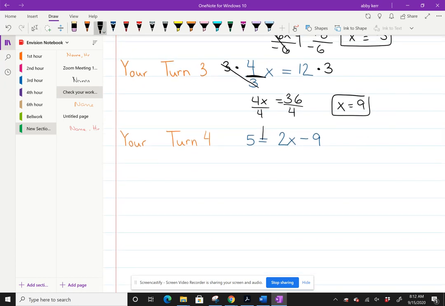Now for your turn number 4, the only difference was the variable was on the right-hand side. So we're still going to undo minusing 9 by adding 9. And then 5 plus 9 is 14. Drop down the 2x. And we divide by 2. Draw that vertical line if you need to. So then x equals 7. So make sure that you're checking your work and going back and fixing your mistakes if you had any.